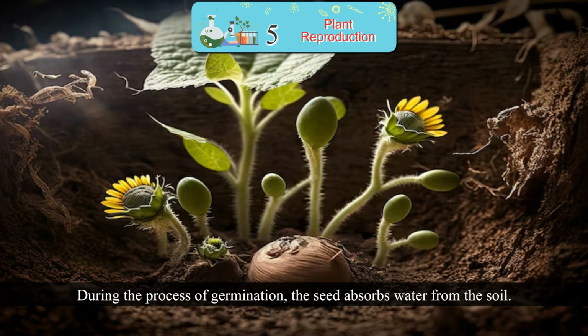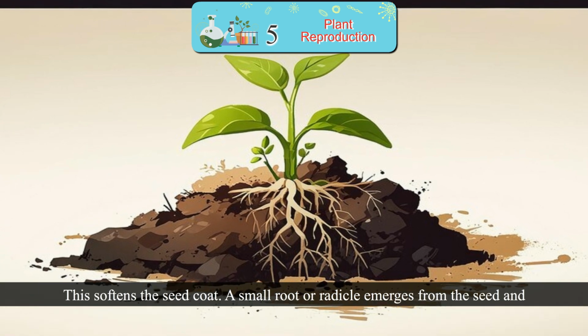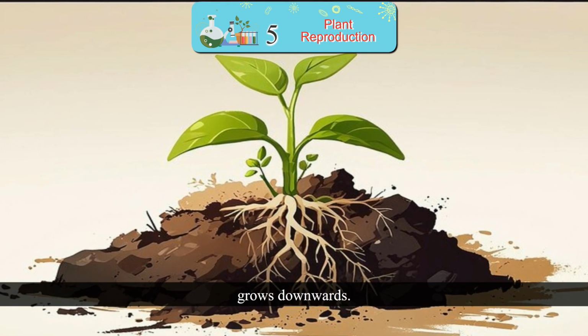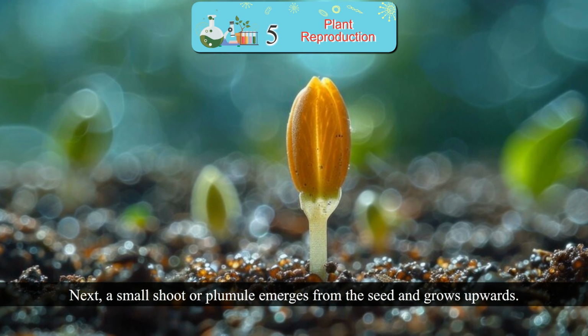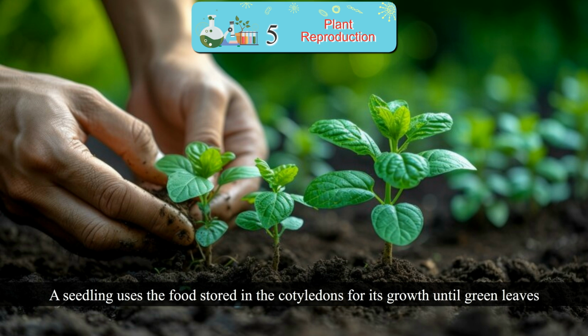During the process of germination, the seed absorbs water from the soil. This softens the seed coat. A small root or radicle emerges from the seed and grows downwards. Next, a small shoot or plumule emerges from the seed and grows upwards.